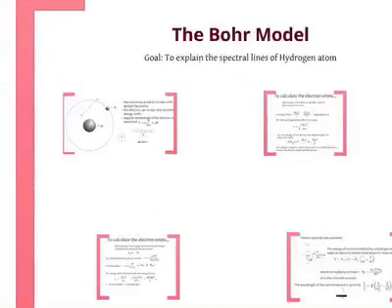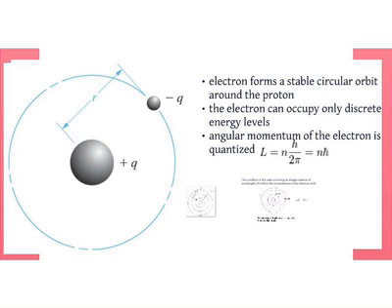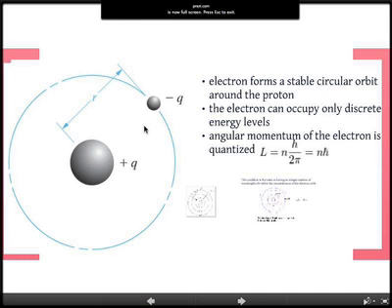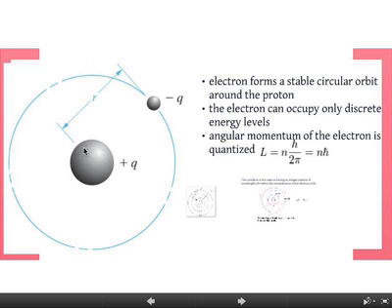Okay? His first postulate was to use the planetary model to explain the behavior of electrons around a nucleus. So he assumed that an electron essentially orbited the nucleus. So in the case of hydrogen, we have one proton and one neutron, sometimes more than one, but then you have an electron, right? It just orbits around the nucleus at a certain stable radius.